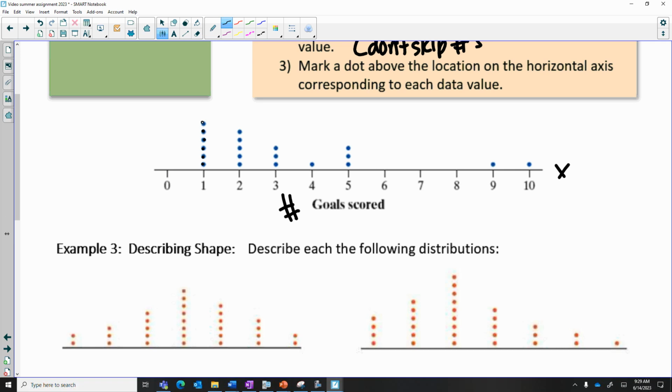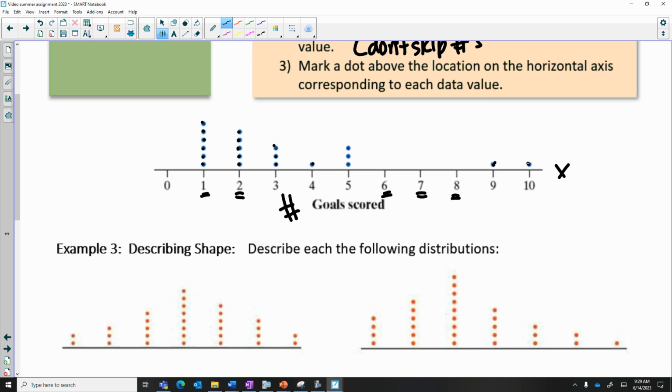There were 6 games in which the U.S. team scored 1 goal, okay? There were 1, 2, 3, 4, 5 games in which they scored 2 goals. There were 3 games in which they scored 3 goals. There was 1 game, 4 goals. 3 games, 5 goals. Then there were no games where they scored 6, 7, and 8 goals. There was 1 game in which they scored 9 and 1 game in which they scored 10.